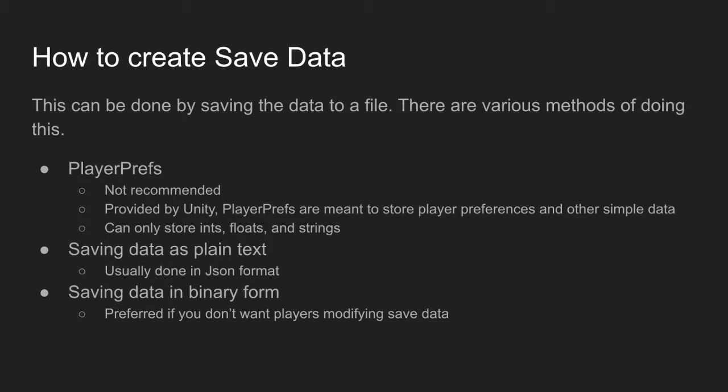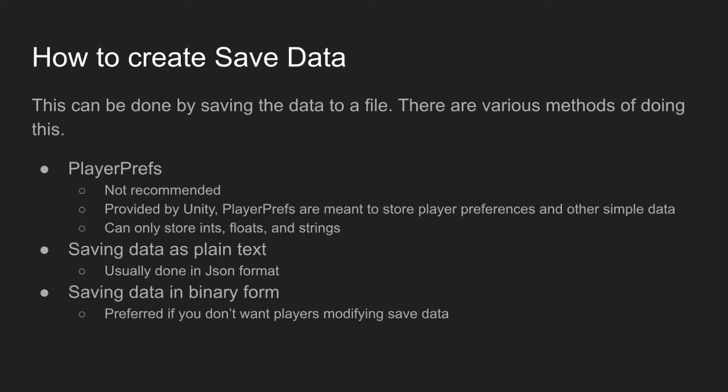So usually you create save data by saving the data to a file. There are some ways to do that, like PlayerPrefs, which, as you may all know, I absolutely hate. You can use PlayerPrefs if you're just storing one or two integers, but the problem with PlayerPrefs is that you can only store ints, floats, and strings, and you can't store more complex data types like lists or a combination of them.